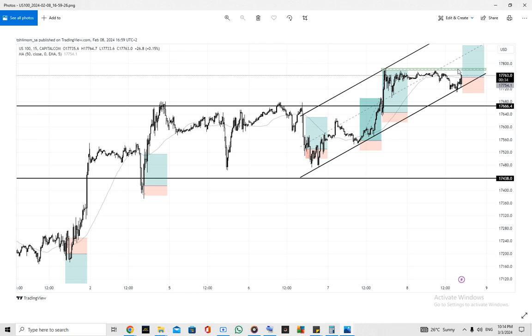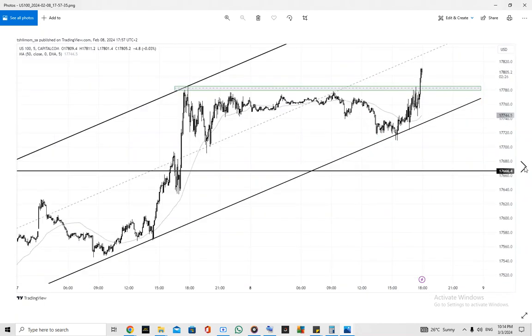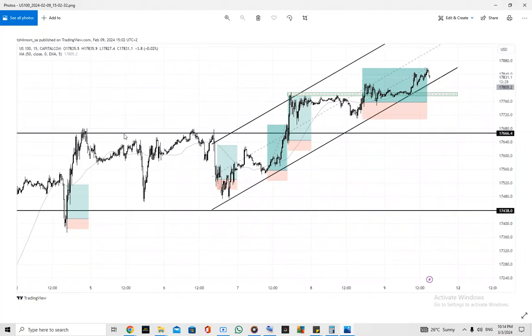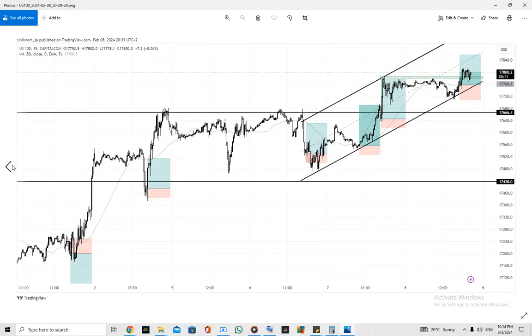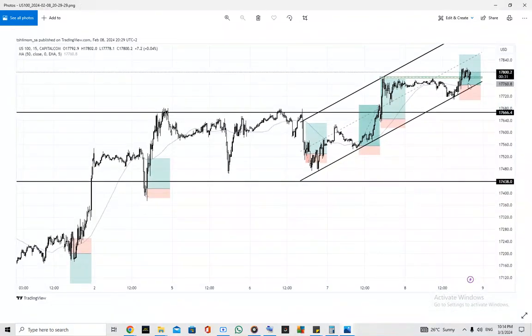Also in my mind, I saw that we have this supply zone that was respected. Price came back to grab liquidity. Now I'm expecting this level to be broken. So this is the signal I shared in the group. Now what I want you to see is that by 8:30 in the evening, the market was still stagnating.